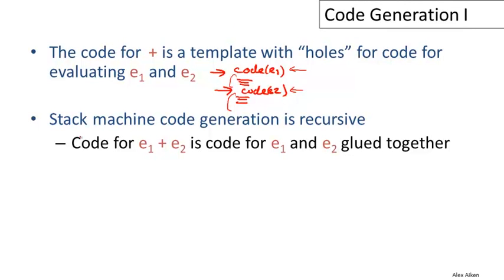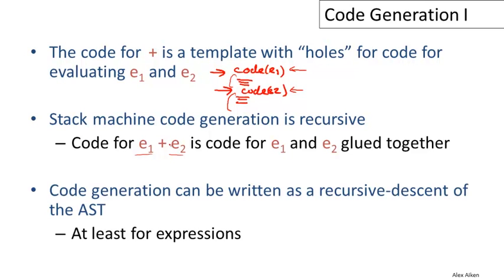The other important point is that stack machine code generation is recursive. That is, the code for E1 plus E2 is code for E1 and E2 glued together, and recursively we generate code for E1 and E2, which will have their own templates. They may even be other expressions of the same kind, as we just saw. And what this means is that code generation can be written as a recursive descent of the abstract syntax tree, at least for the expressions.